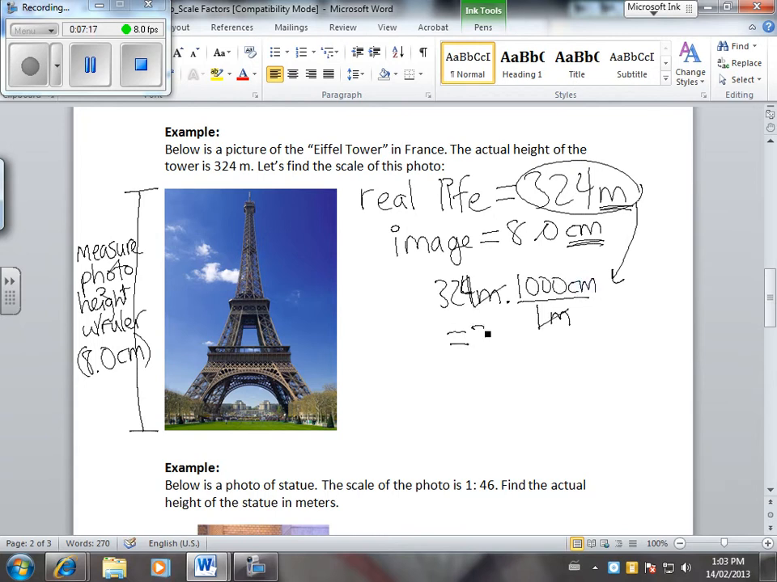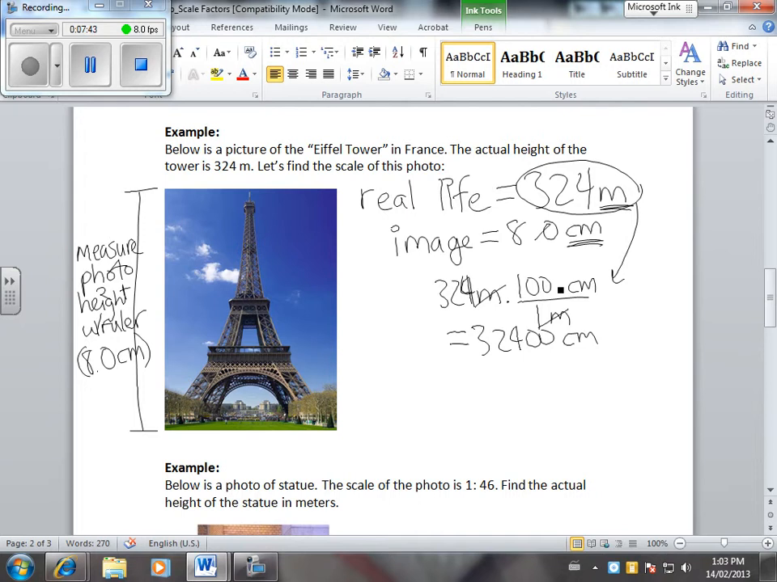So we end up with 324,000 centimeters. Okay, so 324,000 centimeters. And remember that we did that to get them in the same units. I'm sorry, there's not 1,000 centimeters in a meter, is there? There is 100 centimeters. Okay, so 100 centimeters in a meter, and we have 324,000 centimeters.